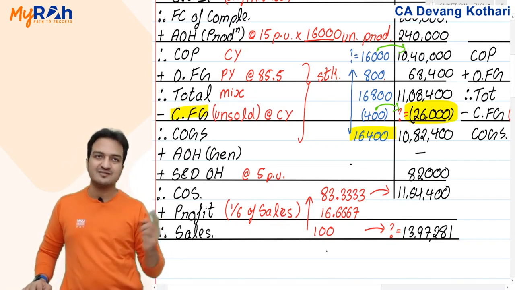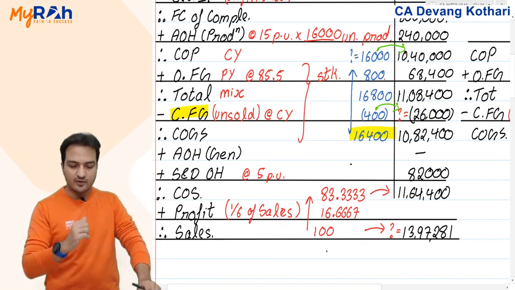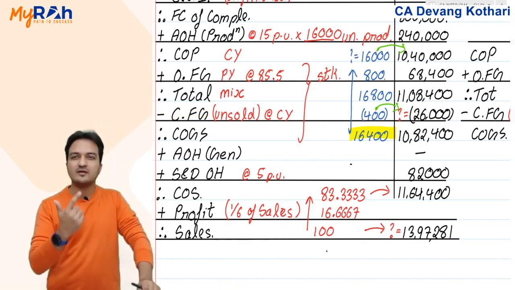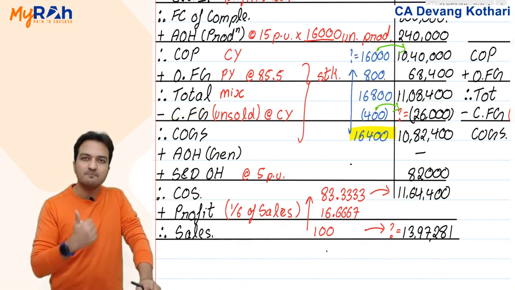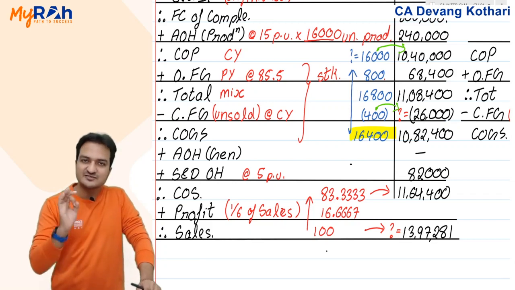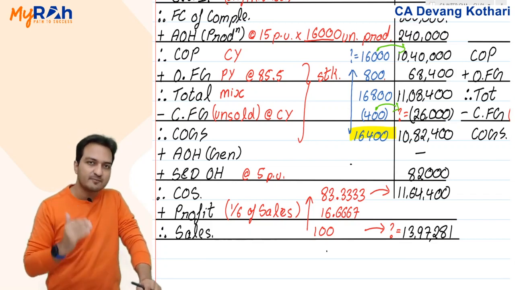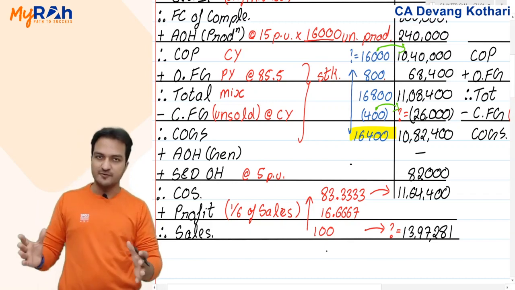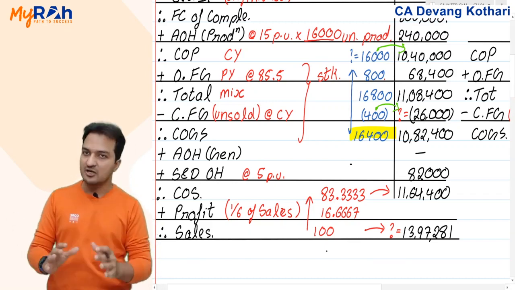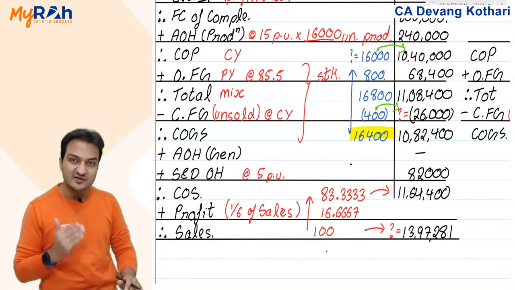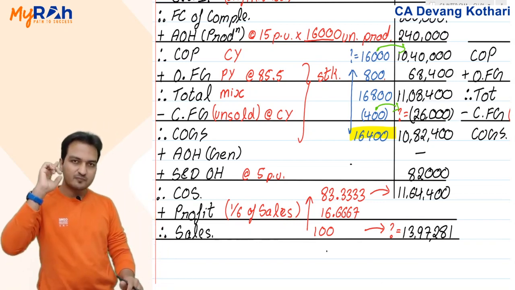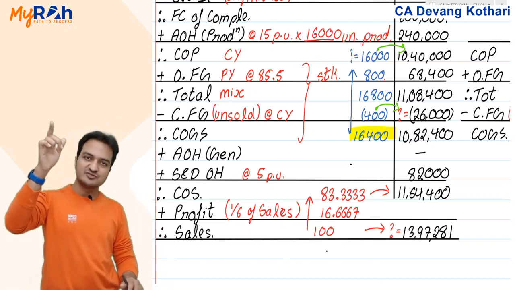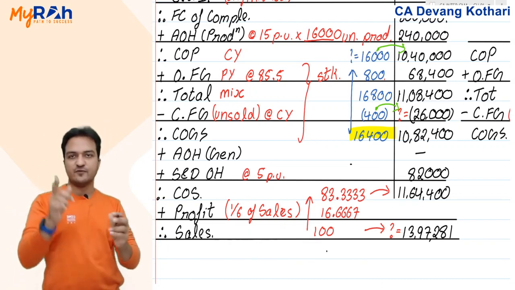We learned that valuation by two methods, the FIFO method and the weighted average method. What does the FIFO method say? First in, first out. Remember, I gave you the logic behind that. I don't want you to just memorize the method. I want you to understand the logic behind the method. First in, first out means that the units which are produced first will be sold out first.